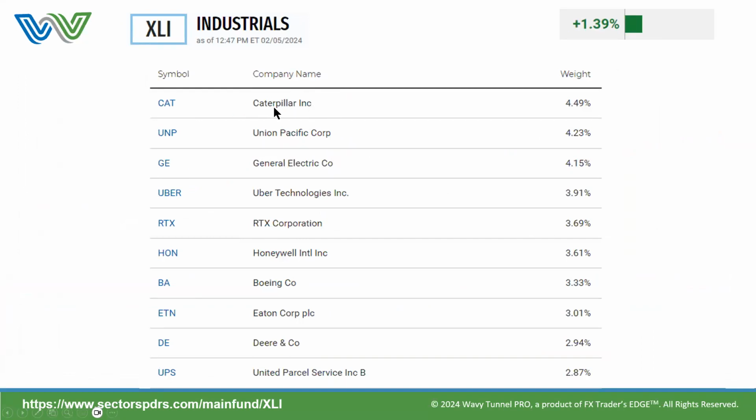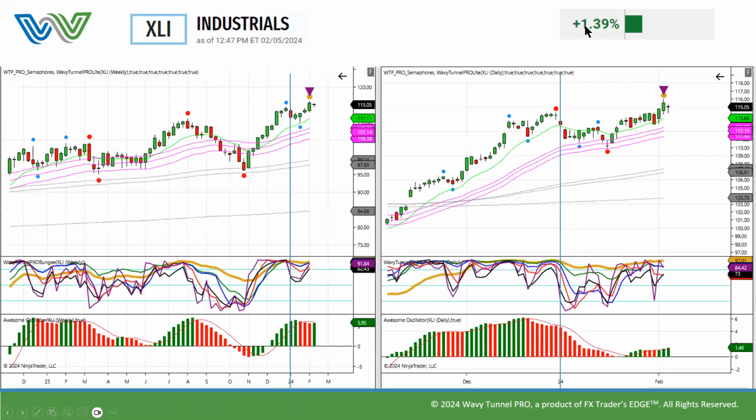Industrials, XLI, Caterpillar is the biggest percentage holding, Union Pacific, General Electric, Uber Technologies, some of the stocks that are within it. It's up 1.39% for the year as of 2 days ago. And this is the weekly chart. So we had a nice retracement on the weekly. We had a nice retracement on the daily. So same story. We're not at the point to be on the daily to be going long necessarily.